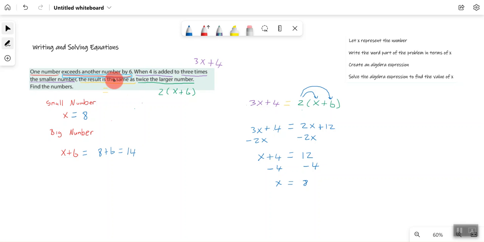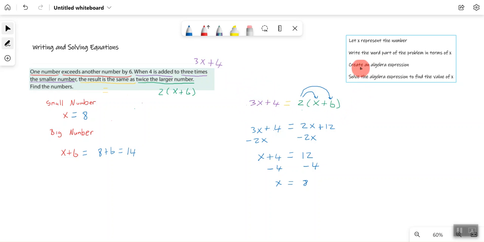So when 4 is added to 3 times the number, so it's 4 plus 3x, it's equal to twice the larger number. So it's equal to 2 times the larger number, which is x plus 6. So that's writing everything in terms of x. That's what we mean. You're taking each part or sentence and turning it into an algebra expression. So this is the algebra expression. If you like, this is the problem in word format, and then we have translated that into an algebra expression, or translated it into mathematical language.